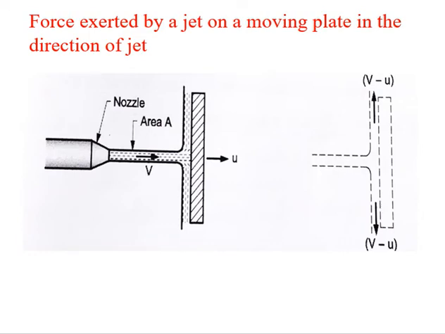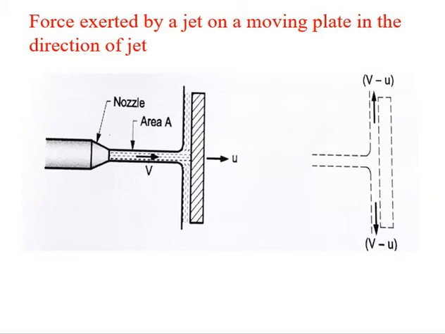Welcome to all. In the previous lecture, we studied about the fixed plate. Now, in this lecture, we will discuss the force exerted by a jet on a moving plate in the direction of the jet. The figure shows a jet of water striking a flat vertical plate moving with uniform velocity away from the jet.